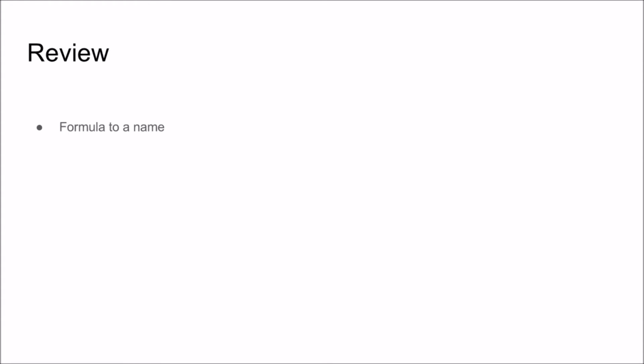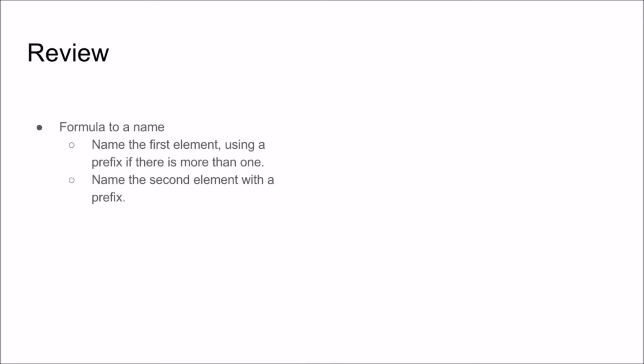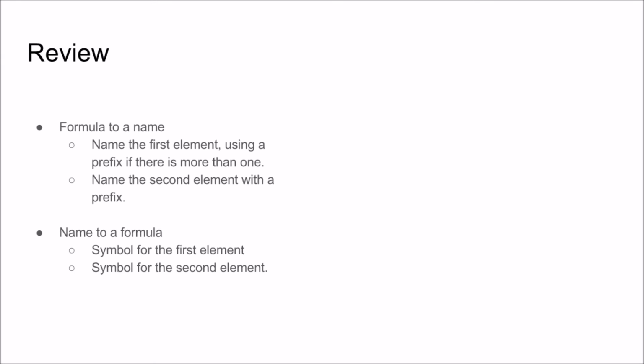So let's review. If we're going from a formula to a name, we're going to name the first element using a prefix, but only if there's more than one, and name the second element with a prefix no matter how many there are. If we're going from a name to a formula, we're going to give the symbol for the first element and the symbol for the second element and use prefixes in either the first or second to show how many there are. Again, only if there is more than one for the first element.